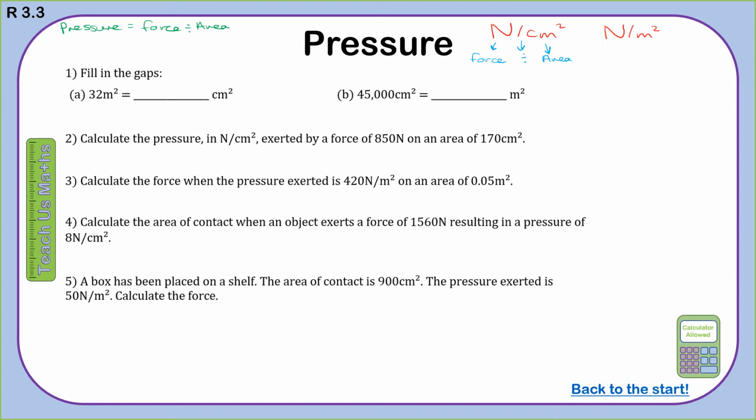I can rearrange this formula to find other formulae. For example, if I multiply by area, then I have got force is equal to pressure times area. And if I now divide by pressure, I have got area is equal to force divided by pressure.